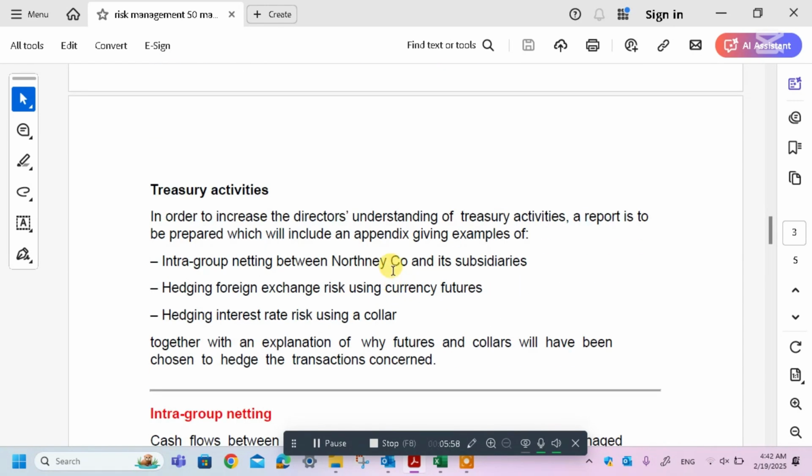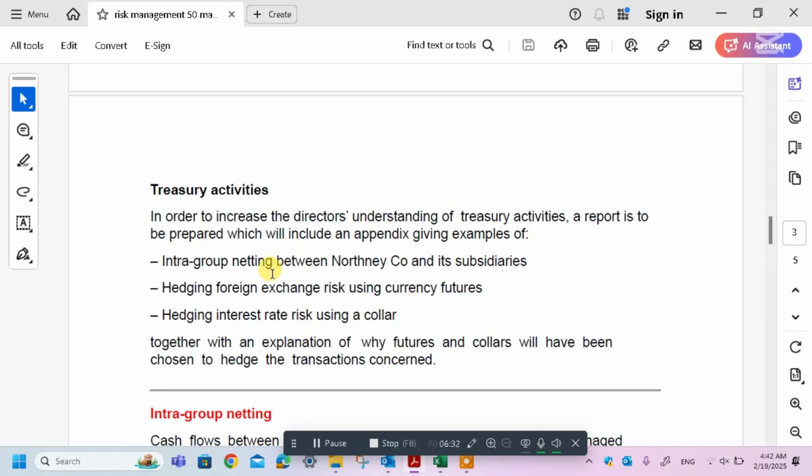Treasury activities. In order to increase the directors' understanding of treasury activities, a report is to be prepared which will include an appendix giving examples of intra-group netting between Nothni company and its subsidiaries, hedging foreign exchange risk using currency futures, hedging interest rate risk using a collar, together with an explanation of why futures and collars will have been chosen to hedge the transactions concerned. Alright, so all that is in the first exhibit.